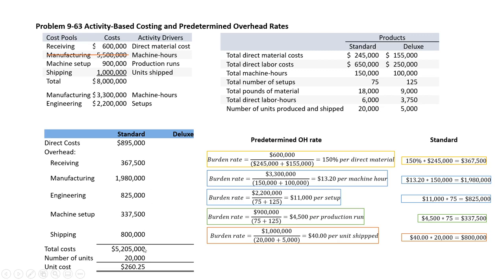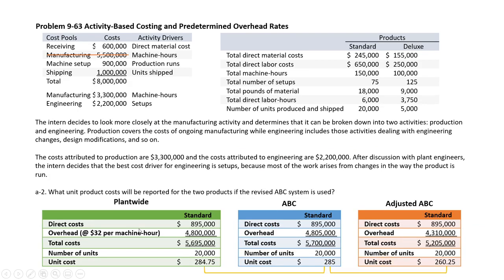Adding up all those revised costs, we come to a total cost for standard of $5,205,000 divided by the 20,000 units produced, and we get a unit cost of $260.25. So if I compare all of these: plant-wide predetermined overhead rate, average cost $284.75; shift to ABC with only these four cost pools, we get $285. It moved in the opposite direction of what we anticipated, so we don't feel like that was more accurate. But when we adjust this manufacturing cost pool into two separate cost pools, we feel like we're on the right path. We actually decreased the unit cost.